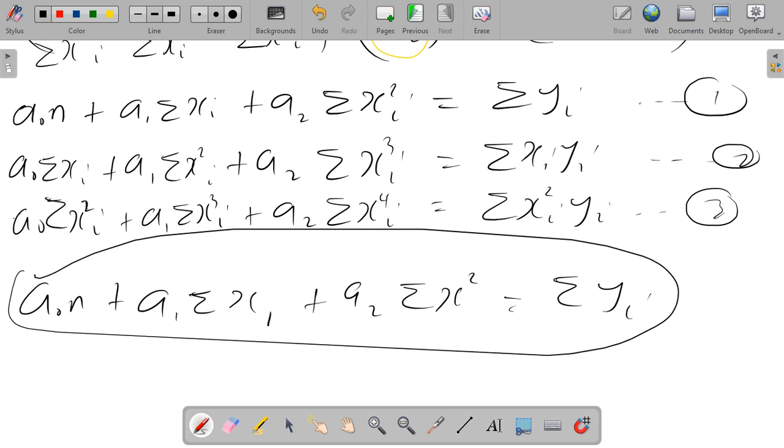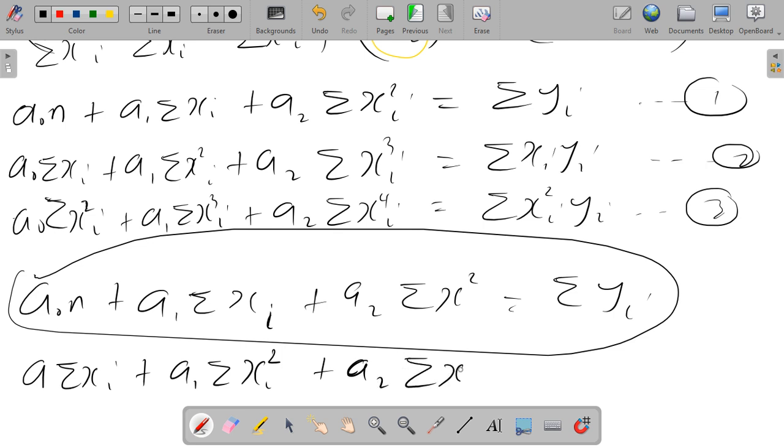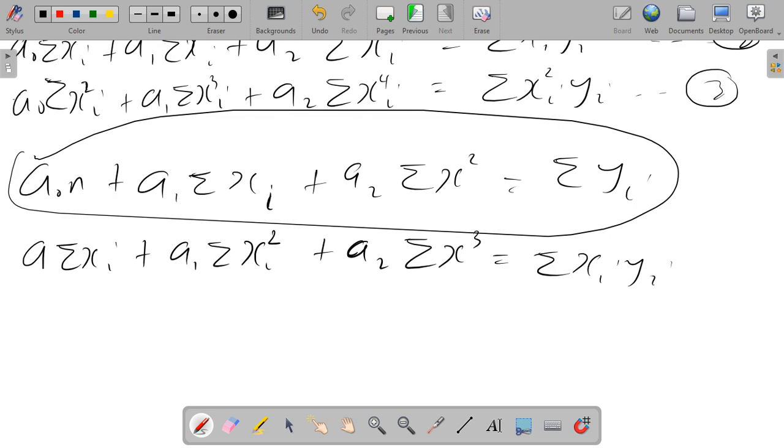So the next equation, throw away this n. The next equation will look like A0 summation xi. That's what we are multiplying with, plus this one will now turn to squared. So A1 summation xi squared. This one will now turn to cube, so A2 summation x cube. This one will now turn to what? Xi yi. So multiply this, the next one. This one should be your equation 1.